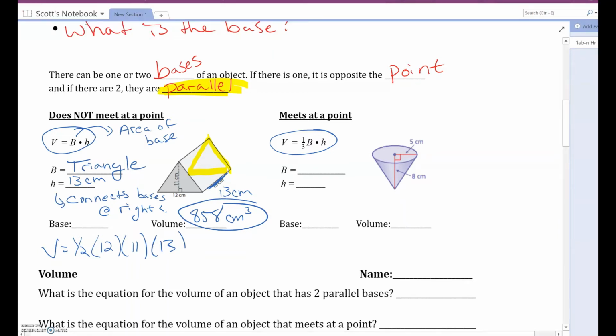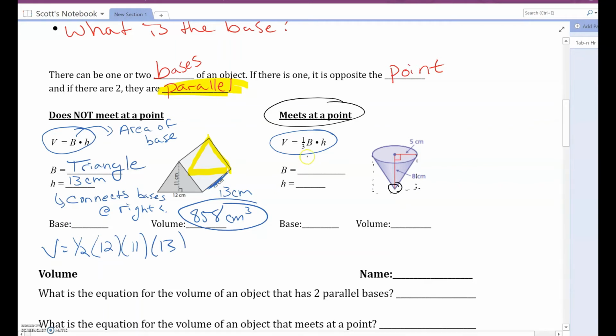All right, for this next one, do I have two parallel bases? Well, I see a circle here, but there's not another one that's parallel to it. So this is one that would meet at a point. It meets at a specific point for all of those. This means we're going to have to take 1/3 of it. If you put this inside of a cylinder, there would be exactly 3 of these cones that would fit into that cylinder.